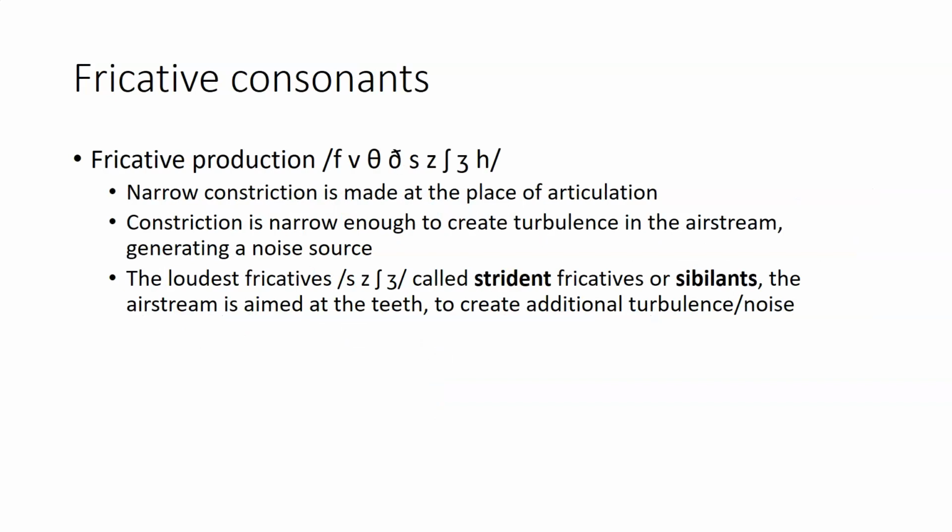Fricative consonants are produced by a narrow constriction at the place of articulation, this constriction being narrow enough to create turbulence in the airstream that generates a noise source. The loudest of the fricatives, the alveolar s, z, and the palatal sh, zh, are called strident fricatives or sibilants. In this case, the airstream is aimed at the teeth to create additional turbulence or noise.